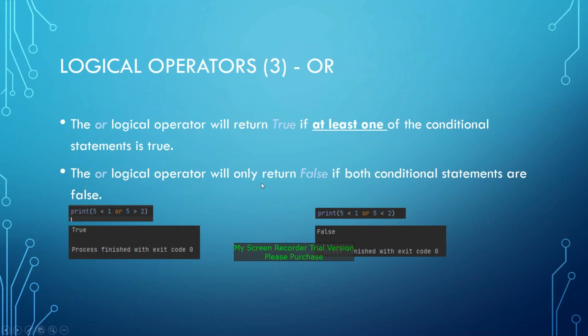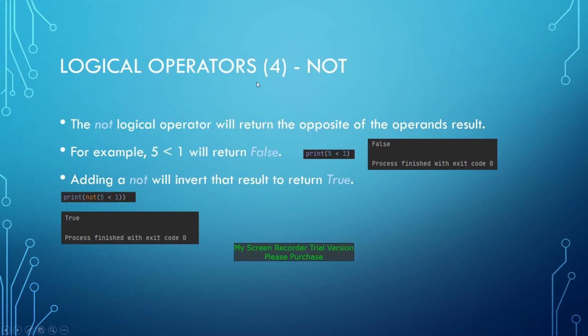Right. So the other logical operator we'll be looking at is the NOT logical operator. The NOT does not compare values like the AND or the OR keyword. The NOT logical operator will return the opposite of the operand's result. Okay, so what does that mean? These are the operands, the 5 and the 1. The operator is the less than. So we check, is 5 less than 1? This will give us a false output because 5 is not less than 1.